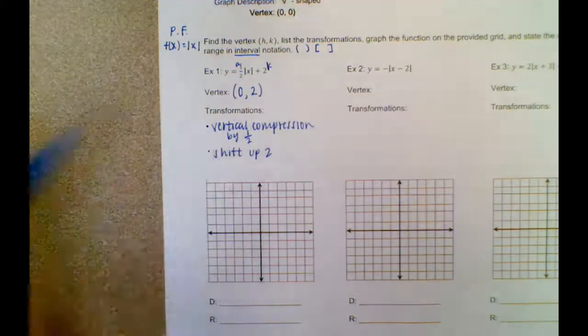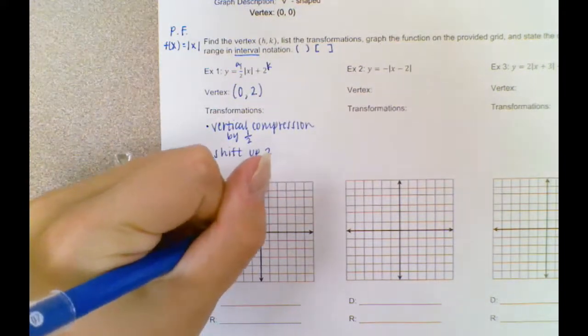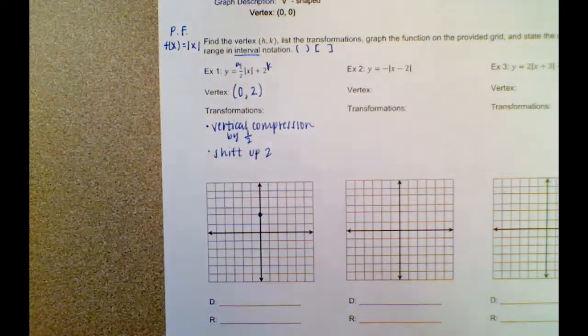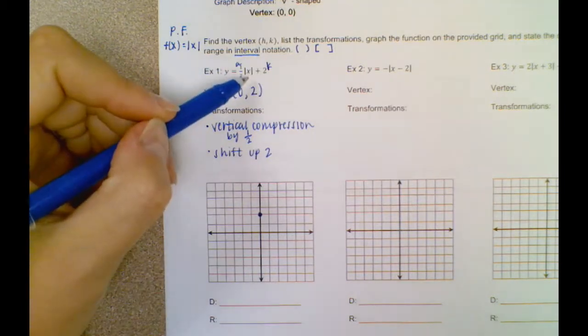Now we're going to go ahead and graph this. Well, I already know that my vertex is (0, 2). All right. And then I now need to find my other points. So all I have to do is just plug in some values here for x and solve.